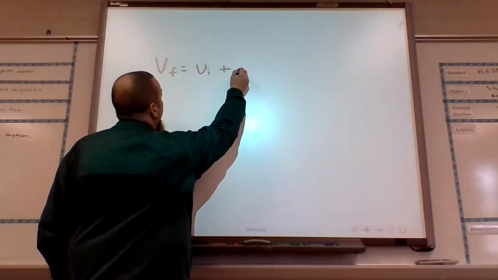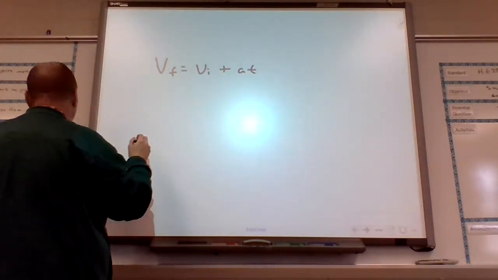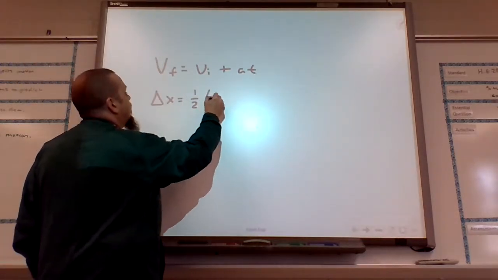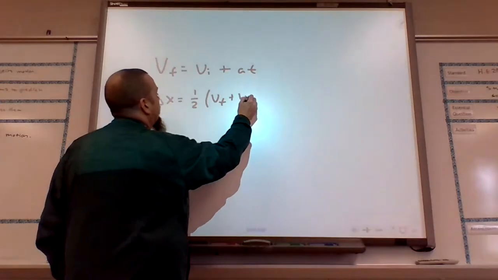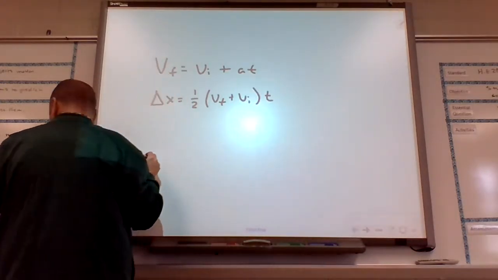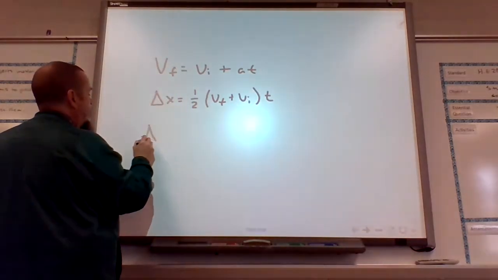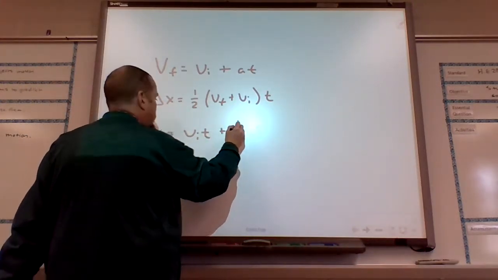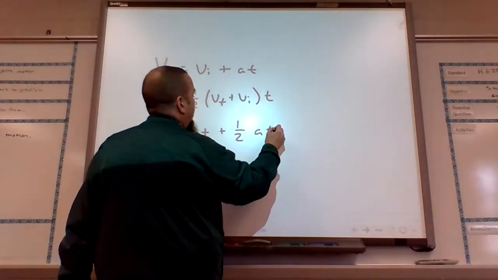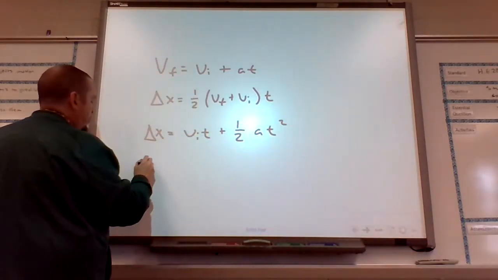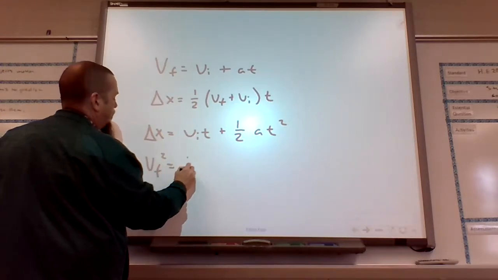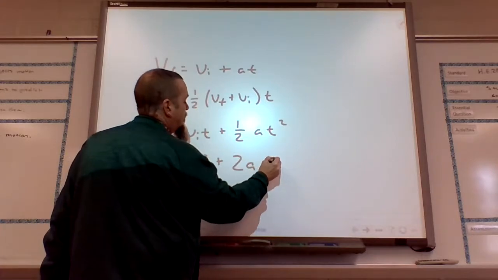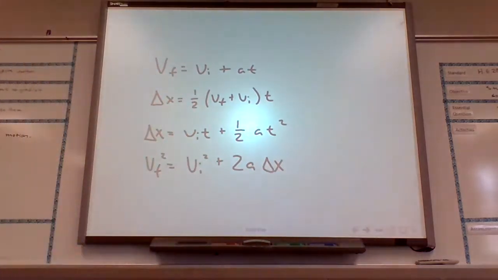Vf equals Vi plus AT. Delta x equals 1/2 (Vf plus Vi) times T. Delta x equals ViT plus 1/2 AT squared. And we have Vf squared equals Vi squared plus 2A delta x.